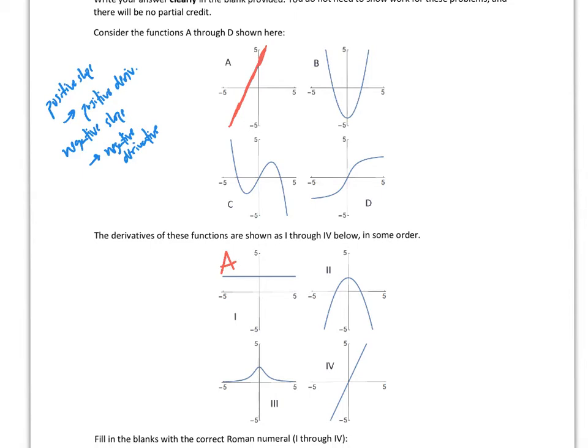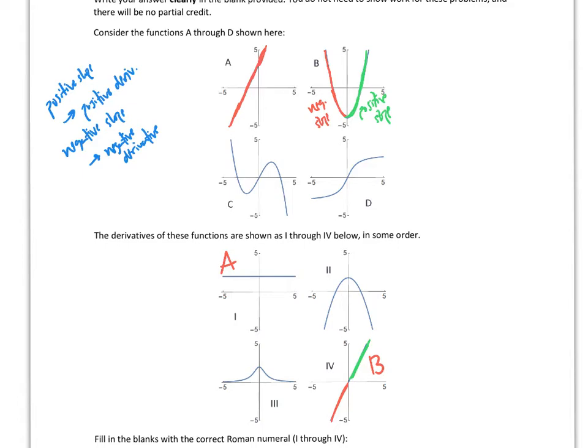For option B, what we see is that the slope is negative to the left of 0. This is negative slope, and then positive slope to the right of 0. So we're looking for a function that is positive for positive values of x and negative for negative values of x. And the only graph that matches that description is graph number 4. Here we have negative values for negative values of x, and here we have positive values for positive values of x.